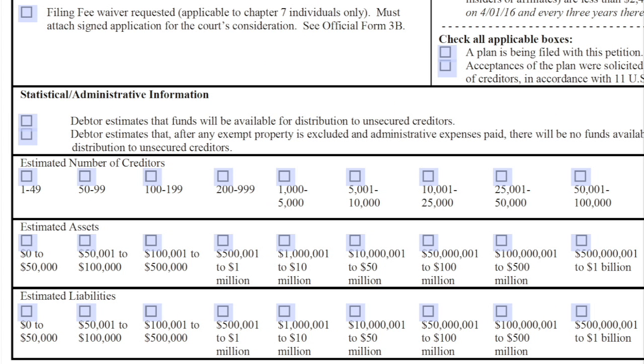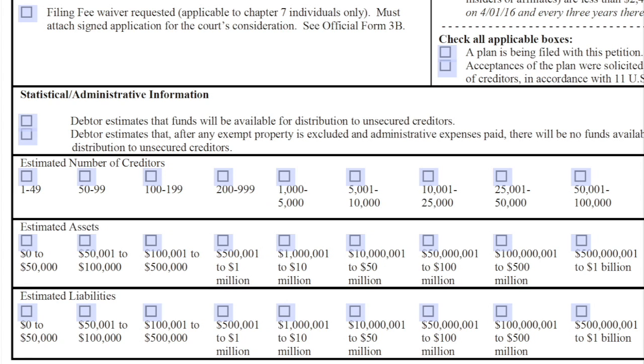Then you get down to your statistical information. You just basically guess how many creditors you have and how much assets you have and liabilities. You're not stuck with this. This is just your best guess. If you're using the software, it populates based on when you put in your creditors in Schedule F. It counts how many it is. It counts up the amount of debt owed. It counts up your amount of assets. So it would automatically populate this for you, and you don't have to do anything for it.